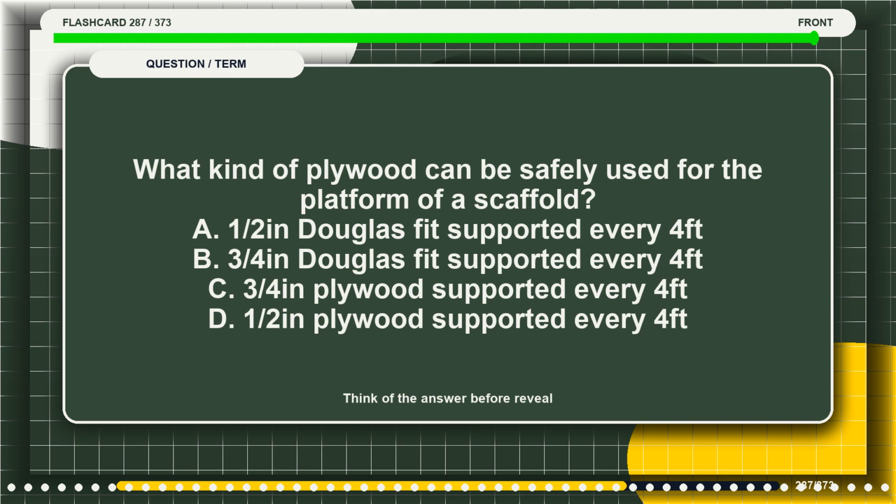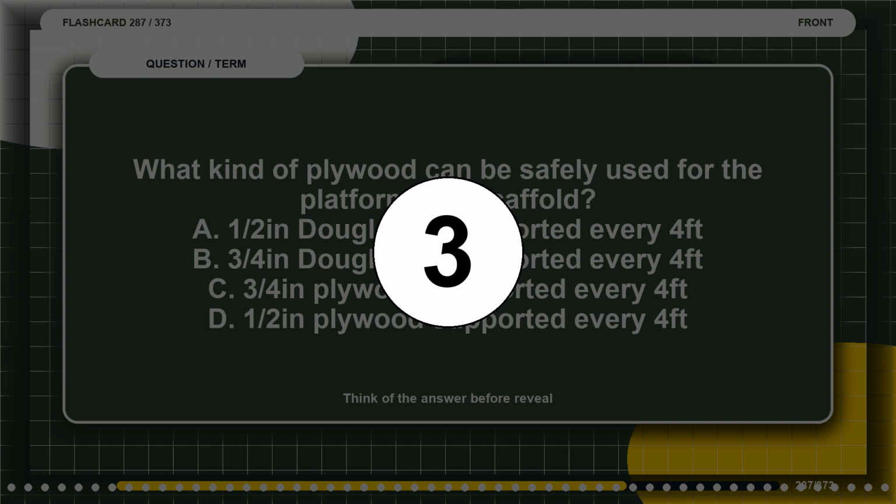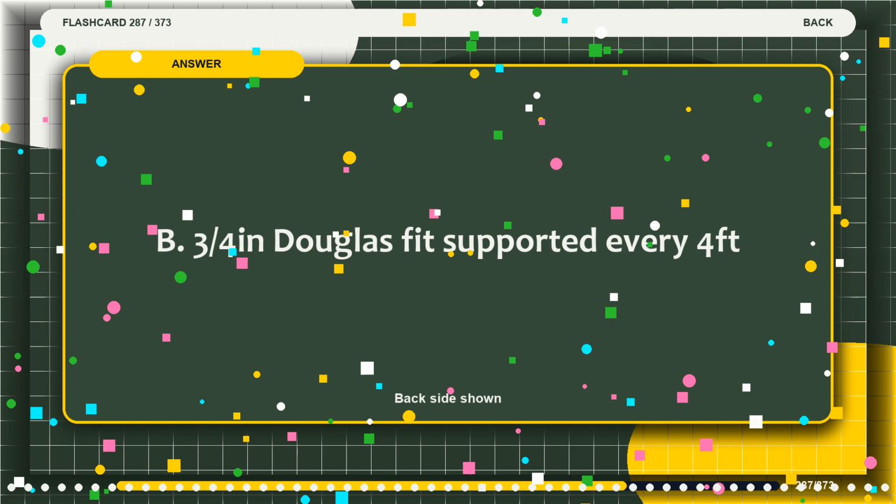Flashcard 287. What kind of plywood can be safely used for the platform of a scaffold? A. 1/2 in Douglas fir supported every 4 ft. B. 3/4 in Douglas fir supported every 4 ft. C. 3/4 in plywood supported every 4 ft. D. 1/2 in plywood supported every 4 ft. Think of the answer before the reveal. The answer is B. 3/4 in Douglas fir supported every 4 ft.